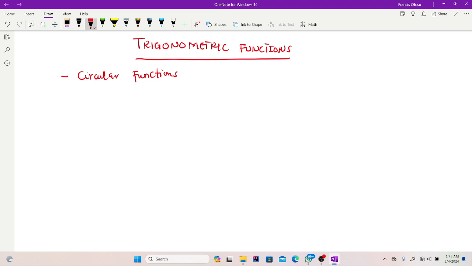So when we say trigonometric functions, it's simply the functions of the angles of a triangle. If you have an angle theta, you have an angle phi, the functions of these angles is what we call trig functions, trig functions for short.